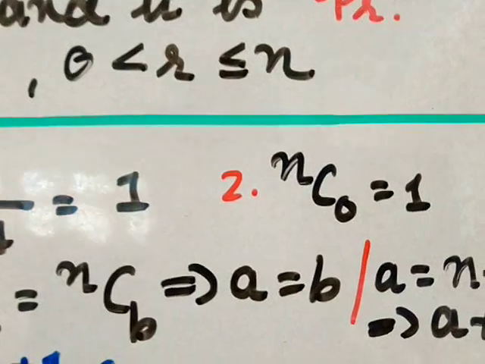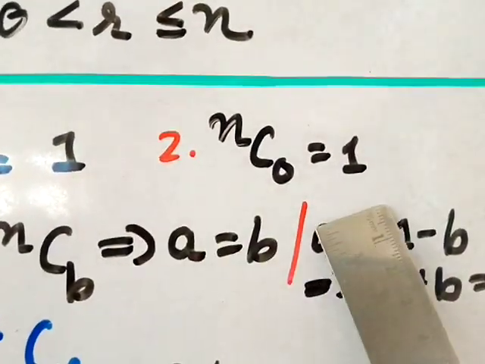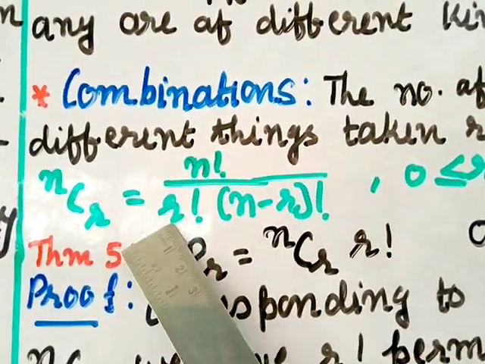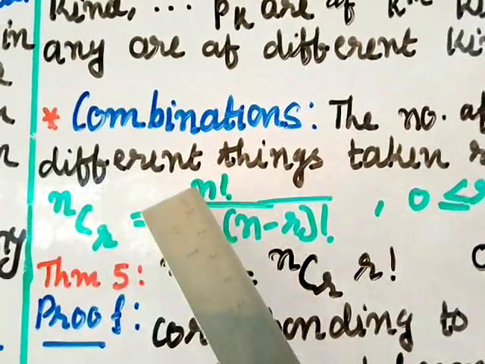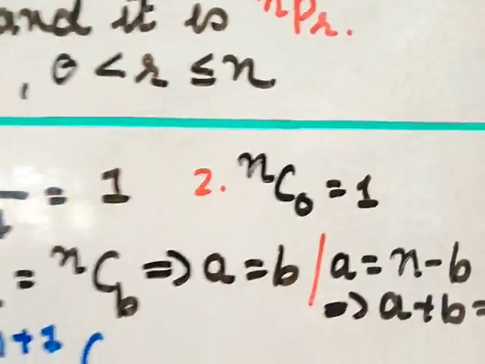Then nC0 is equal to 1. This you can try to prove by yourself. Just replace in this formula r by 0. 0 factorial is 1, and this will become n minus 0. So n factorial by n factorial will give you 1. So that is what here you get 1. Okay, you can try yourself.